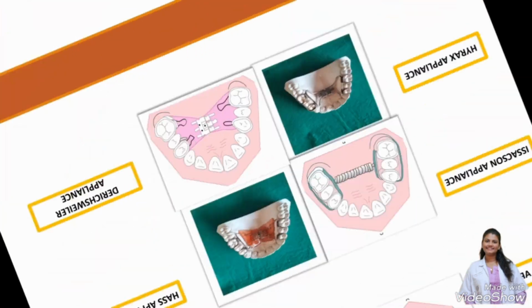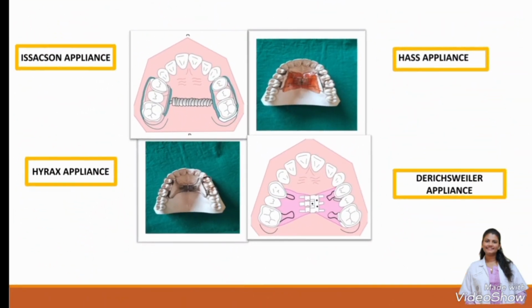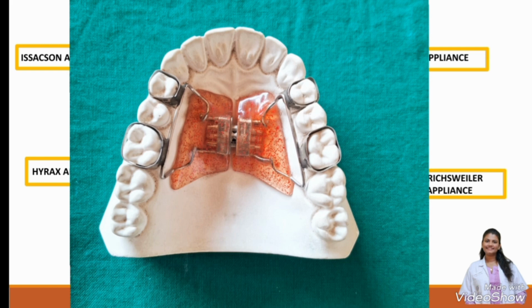As of now, we can see all four appliances in one picture: Isaacson, Haas, Derichsweiler, Hyrax. You would be thinking what is the difference, other than the tooth-borne and tissue-borne distinction. There is a difference, as we can see in Haas and Derichsweiler. They both are tooth and tissue-borne. But in the Haas appliance, the wire is used. So the support is distributed to the wire and then to the tooth structure.